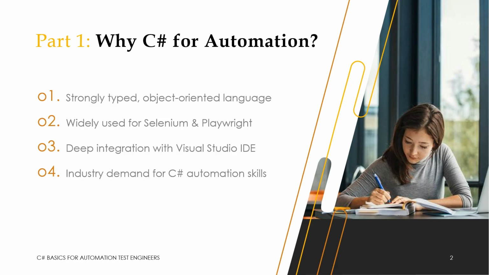Selenium and Playwright support. Both Selenium WebDriver and Playwright have excellent C Sharp bindings, allowing you to write clean, maintainable automation code. Rich ecosystem. C Sharp has extensive libraries and frameworks that support various aspects of automation testing, from API testing to UI automation. Growing demand. Many organizations use C Sharp for their automation frameworks, especially in the Microsoft ecosystem. Having C Sharp skills will significantly boost your career prospects as an automation engineer.